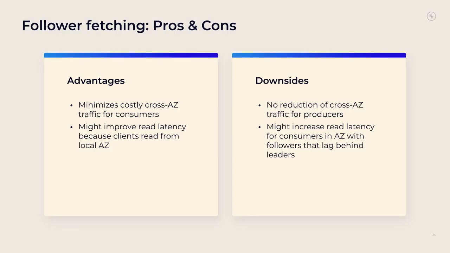Let's take a look at potential pros and cons for follower fetching. So we can minimize costly cross-AZ traffic for consumers. We might actually be able to improve read latency because we're only reading from local or AZ-local brokers. On the con side of things, I mentioned that we are not able to reduce cross-AZ traffic for producers. So it's only working for consumers. And in some cases, we might increase read latency for consumers in an AZ where followers are lagging behind leaders a bit.